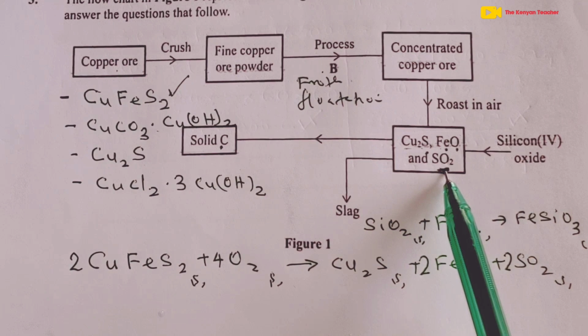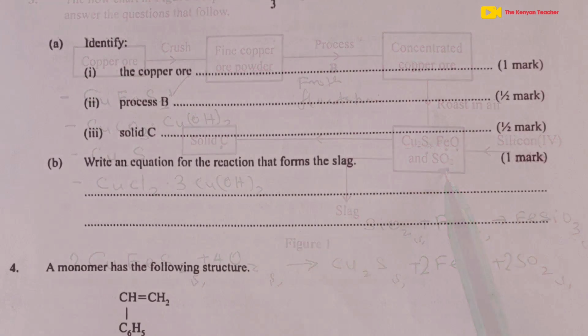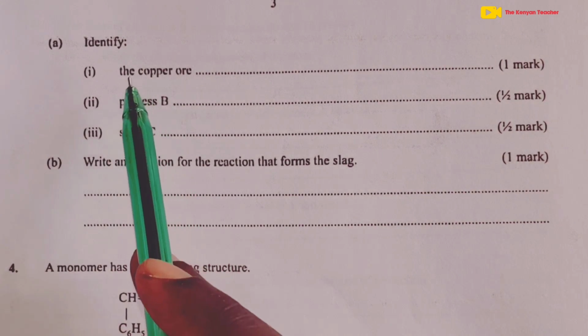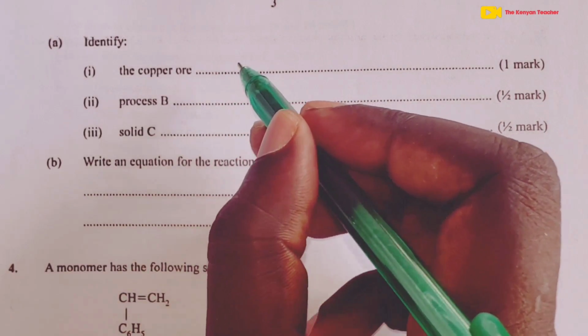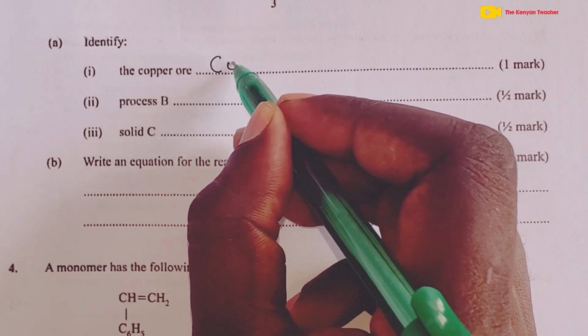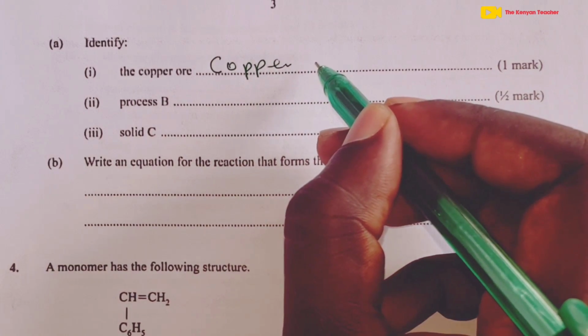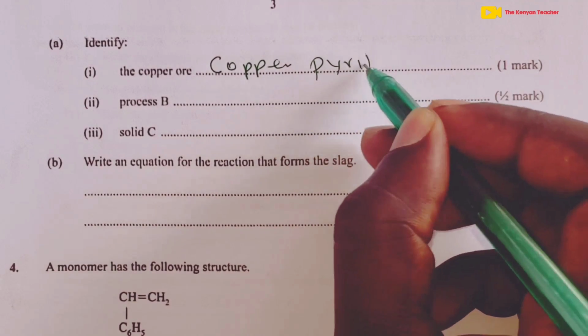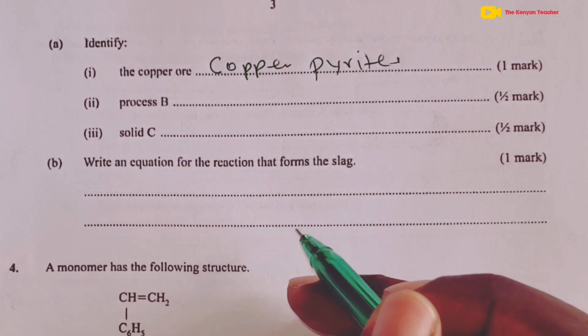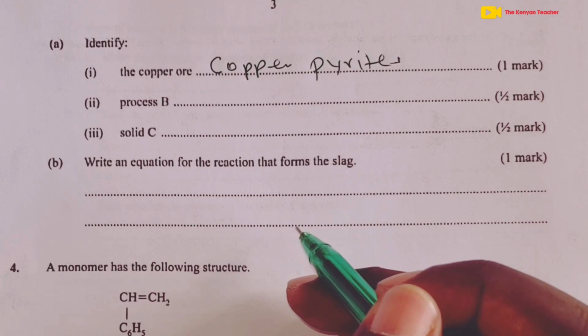Now, having looked at the flowchart in detail like we've done, candidates, let's now go ahead and look at the questions that were asked. Part A, we were asked to identify Roman 1, the copper ore. And because we have studied our flowchart very well, you will agree with me that our ore was copper pyrites. That discussion has been very useful in helping us answer these questions.